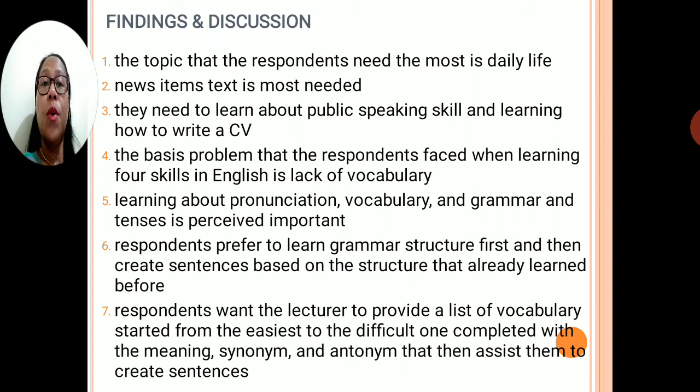Number 6, respondents prefer to learn grammar structure first and then create sentences based on the structure that was already learned before. And the next is respondents want the lecturer to provide a list of vocabulary, starting from the easiest to the most difficult one, completed with the meaning, synonym, and antonym that then assist them to create sentences.